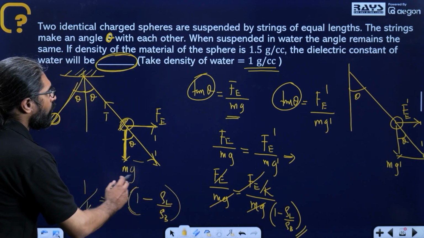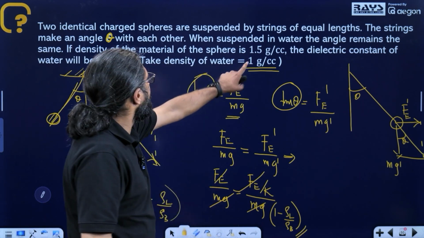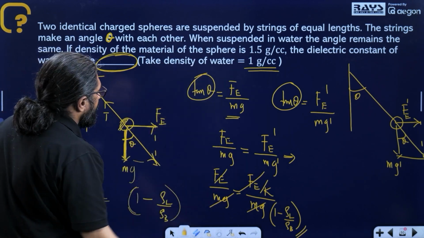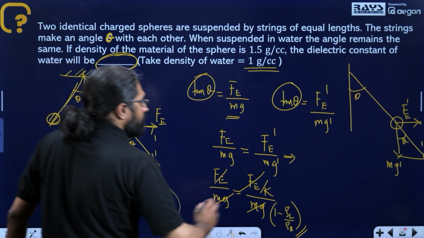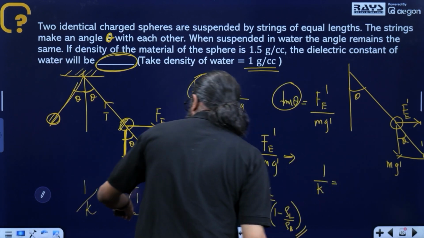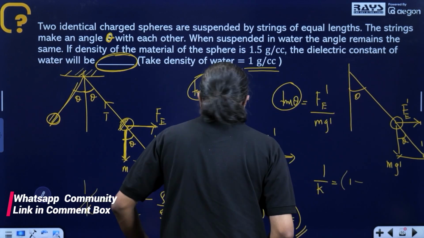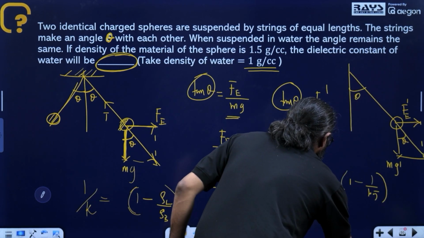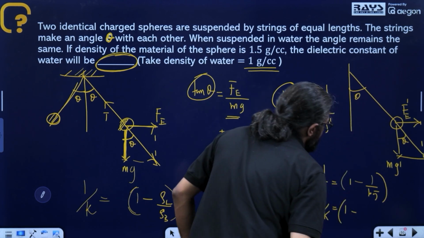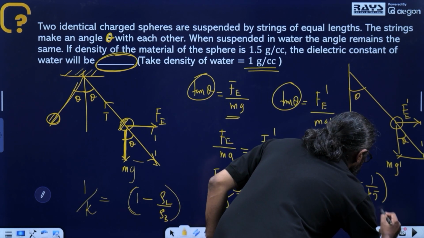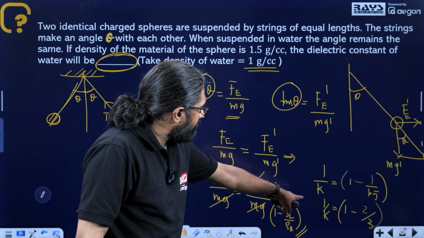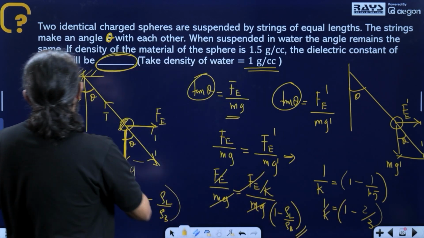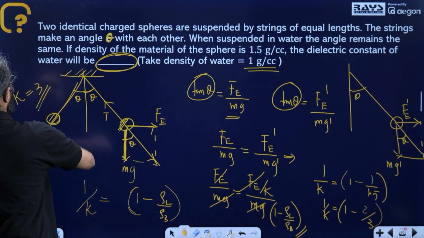Now see, rho l is given in the question as 1, rho of the body, density of the material of the sphere, is 1.5. So we have 1 by kappa is equal to 1 minus 1 divided by 1.5, and that is 1 by kappa is equal to 1 minus 2 by 3. That is actually 1 by kappa is equal to 1 by 3 ആണ് അത് വരിക, which actually means kappa is equal to 3.